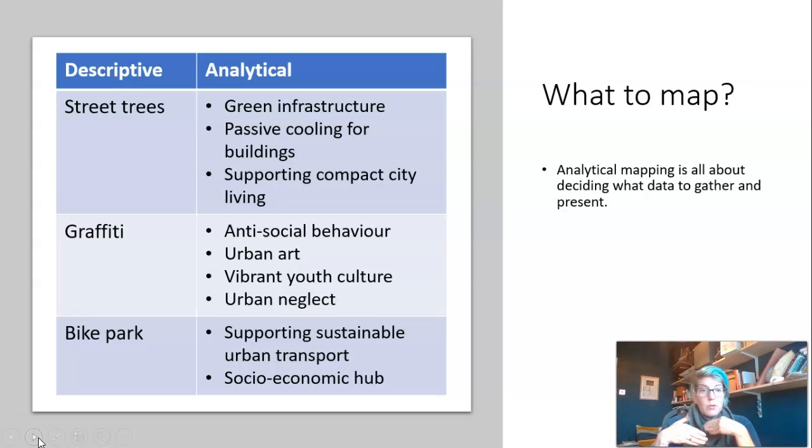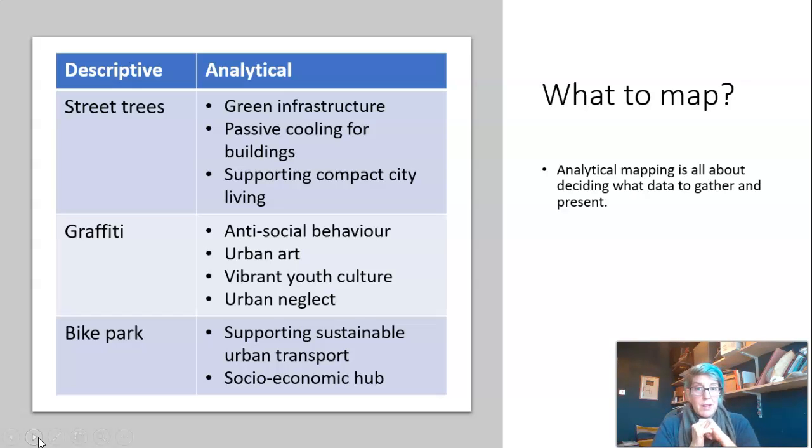But then you could go further than that, and you could actually talk about those as features that are performing a function. So you can make a decision to say, okay, so here is an example of green infrastructure, or here are some examples of trees being used as passive cooling for buildings. Or here are some examples of trees being used to make a sort of dense urban environment more friendly and a sort of more welcoming social space.